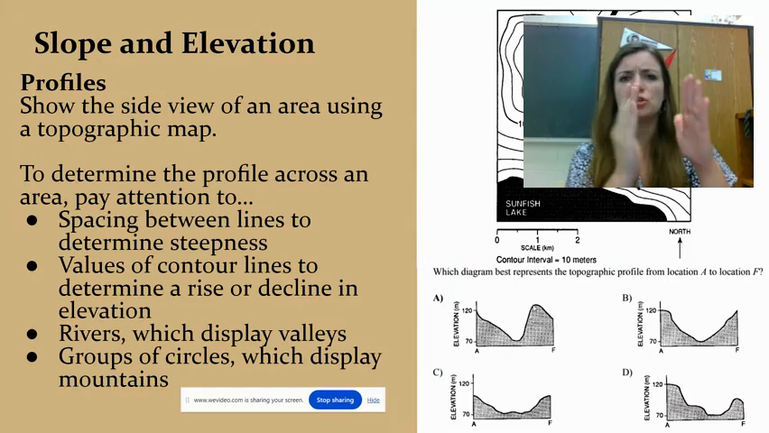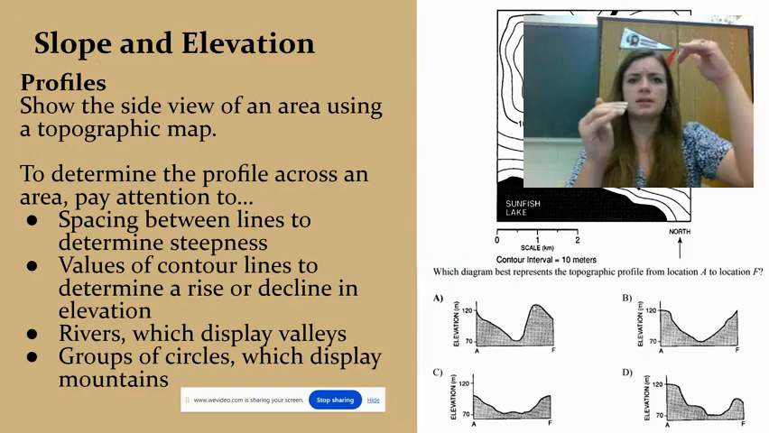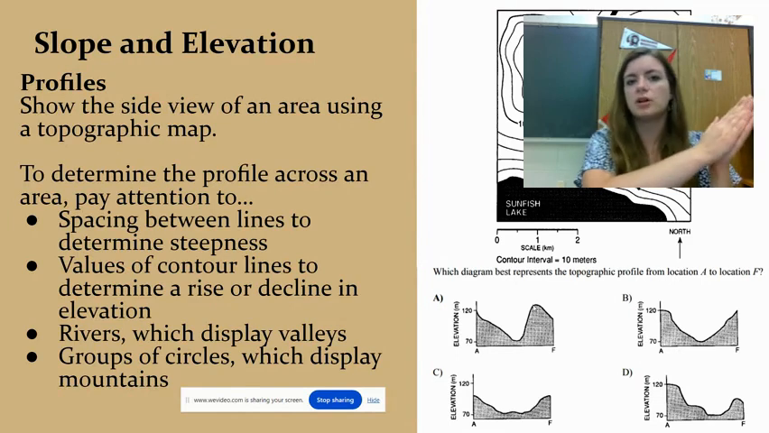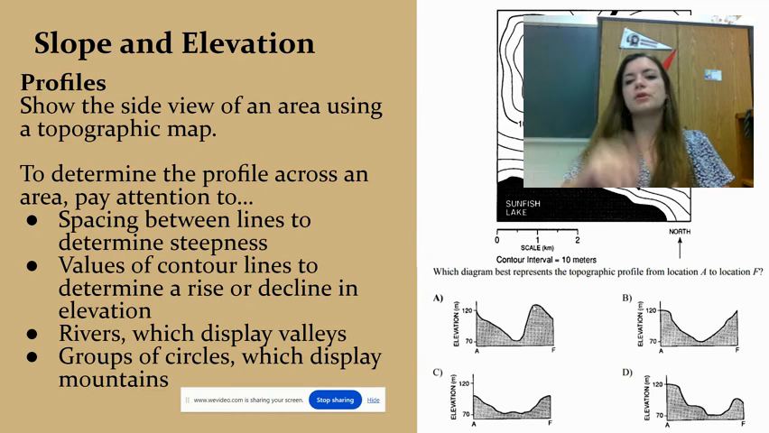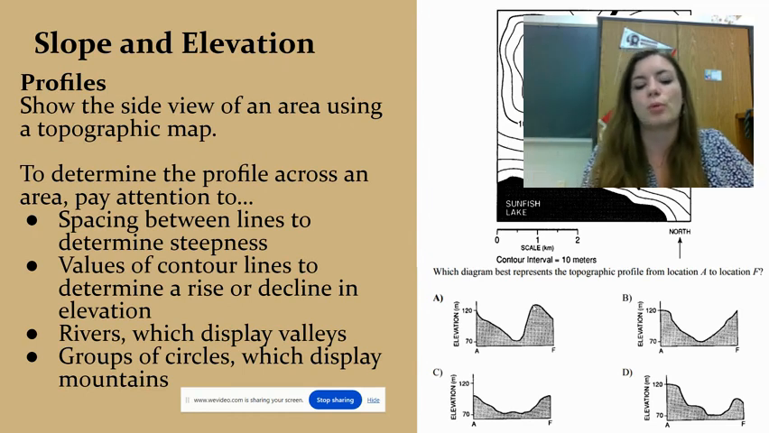And also location too. Is the valley point all the way on the left, all the way on the right, in the middle? Like, what's the symmetry there? So there's a few different things that you need to keep in mind for profiles.